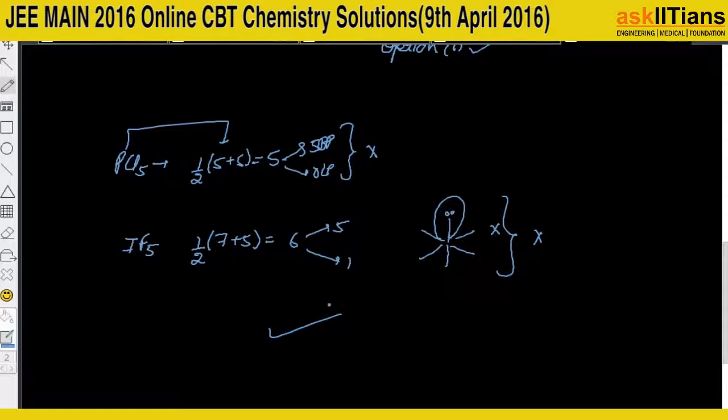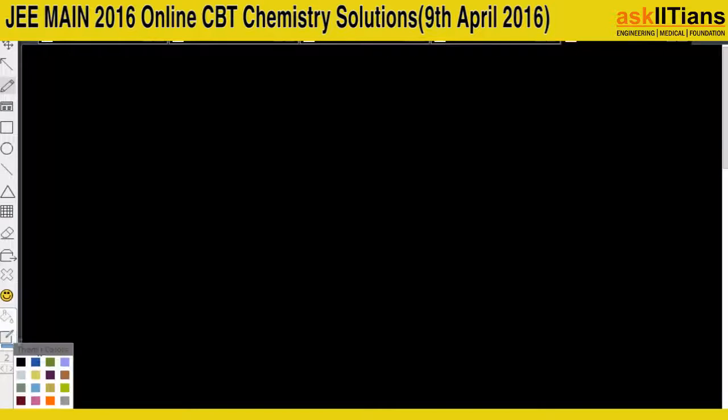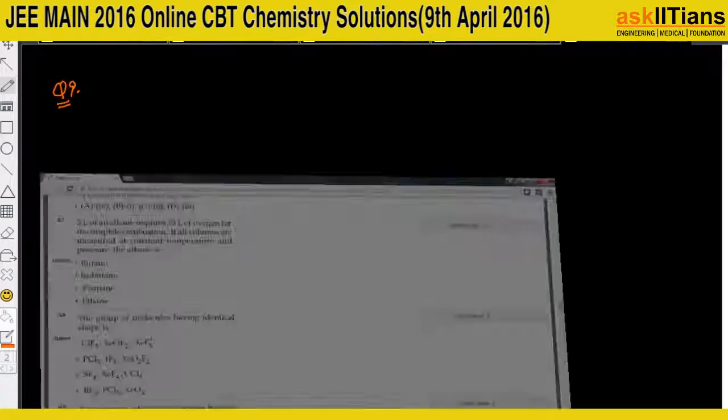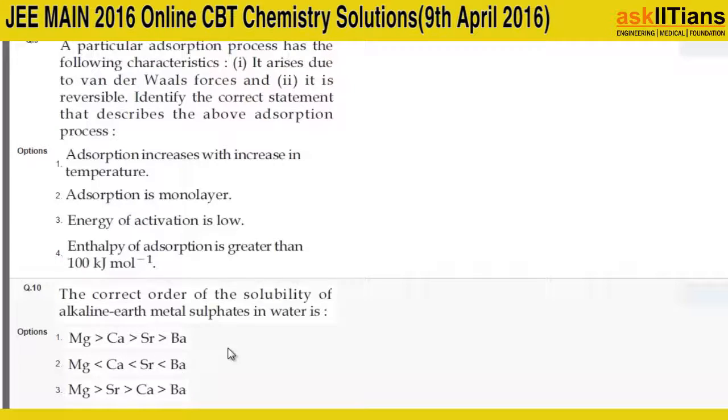Now done with 8th question, let's come over to question number 9th. Let's see what is the question number 9th in this case. So question number 9th, it says that a particular adsorption process has the following character traits. So what are the character traits which are given to us?